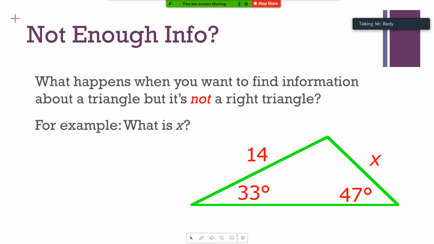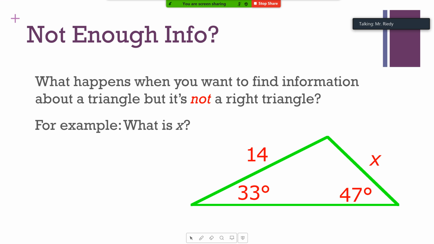So here we go. Here's a pretty green triangle. 33 degrees, 47 degrees, 14, and x. And as it says in the problem, what happens if we want to solve a triangle, but it's not a right triangle? How do we do this?